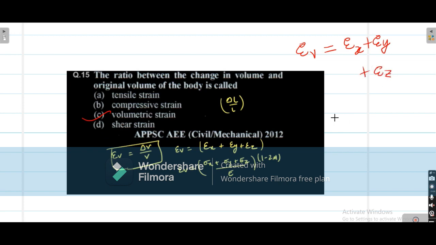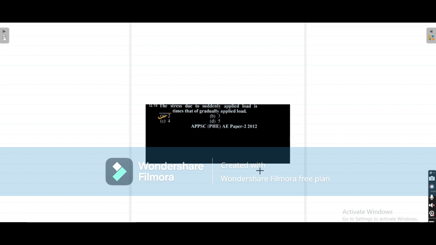And in terms of stress, the value will be sigma x plus sigma y plus sigma z divided by E, times 1 minus 2 mu. This formula you have to remember, where mu is nothing but the Poisson ratio. So according to this equation, the respective option C is the correct answer.